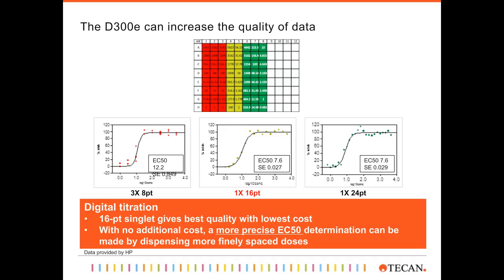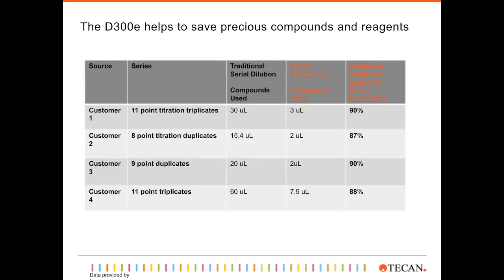This is real data from a customer that serves internal customers. For your reference, the left side refers to customers 1 to 4. They have been performing 11-point titrations in triplicates, 8-point titrations in duplicates, 9-point duplicates, or 11-point in triplicates. In the next column, you see how much compound they have been using in their traditional setup, somewhere between 15 and 60 microliters. However, if they switched over to the D300E, they could save up to 90% of their compound just by avoiding pre-dilutions and by making more efficient use of their assay plates.